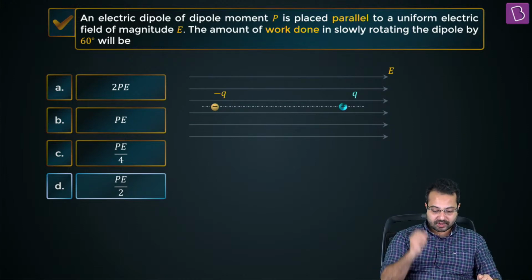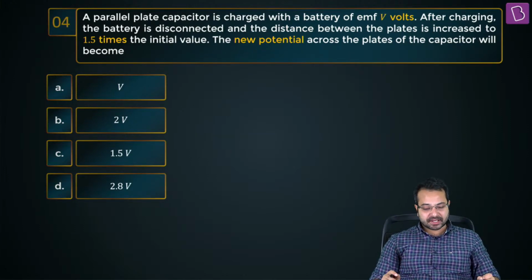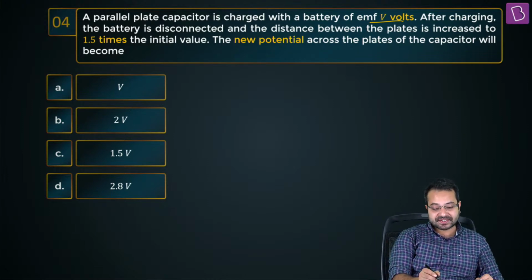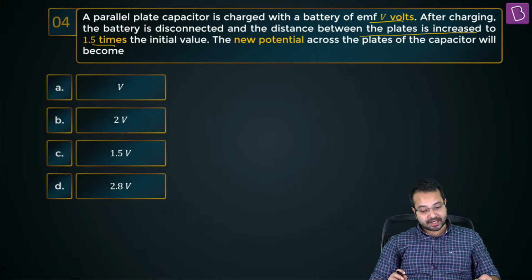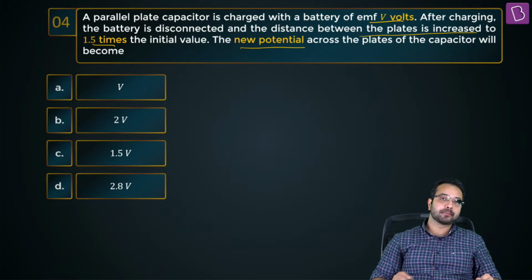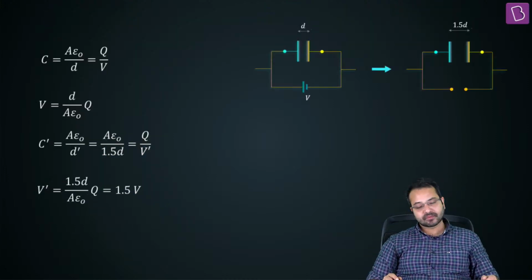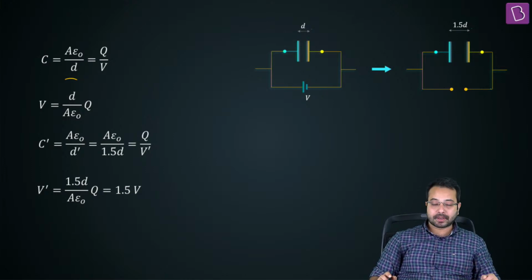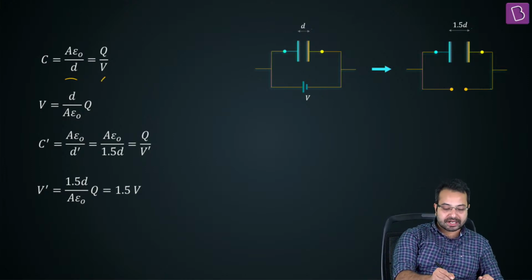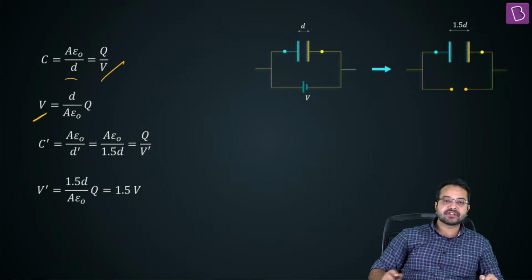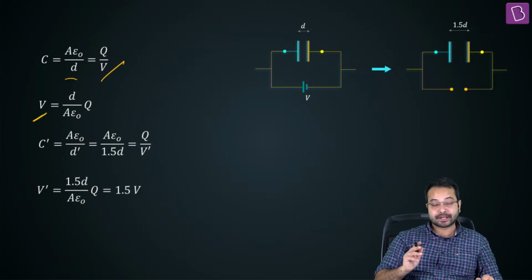That's amazing. Next, a parallel plate capacitor is charged with a battery of EMF V volts. After charging, the battery is disconnected and the distance between the plates is increased to 1.5 times. The new potential across the plates of the capacitor will be. Alright, let's solve this. Now the capacitance for a parallel plate capacitor is given as A epsilon naught by D, and C we can also write as Q upon V. Is that correct? So from here we get V is equal to D upon A epsilon naught into Q.